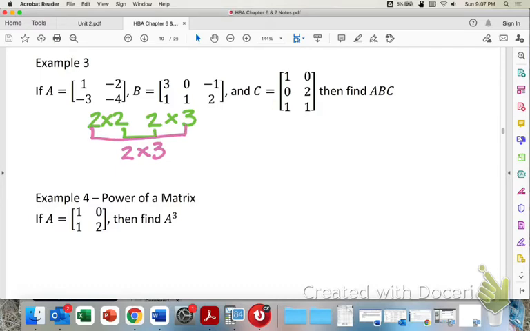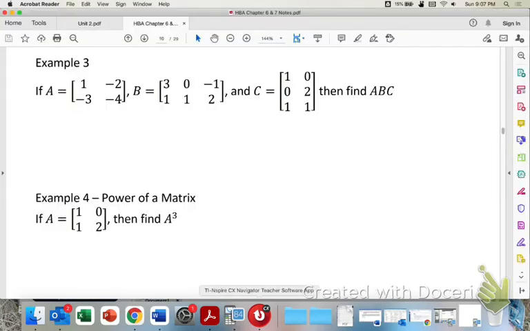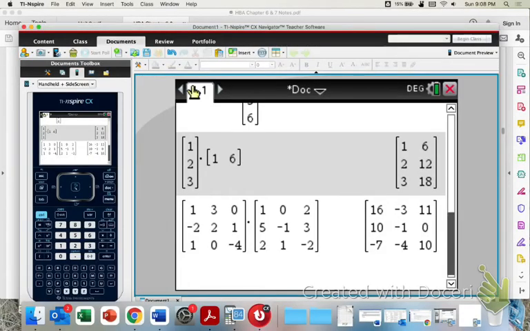So then I would check, can I multiply that by C? C is a 3 by 2. Sure enough, the middle numbers match. Therefore, my final answer from multiplying all 3 of those together should be a 2 by 2 matrix. So I would go to my calculator. I would make sure that I type all of those in correctly and multiply them in order, A times B times C.